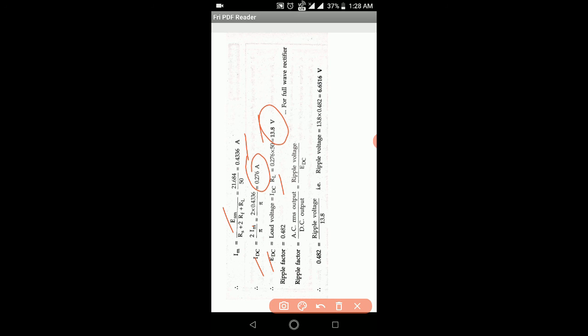Now the ripple factor for the full wave rectifier is 0.482. The ripple factor formula is: ripple factor is equal to AC RMS output upon DC output, that is, ripple voltage upon EDC. Put the value of ripple factor, 0.482 equal to ripple voltage upon 13.8. From this we can write the ripple voltage equal to 13.8 into 0.482, that is 6.6516 volt.